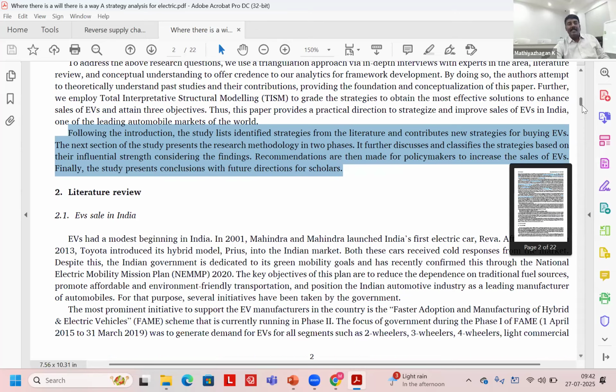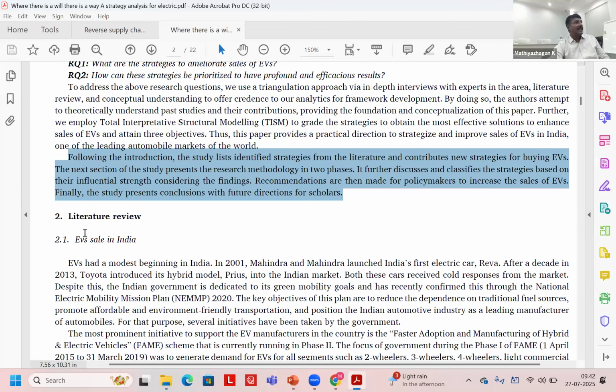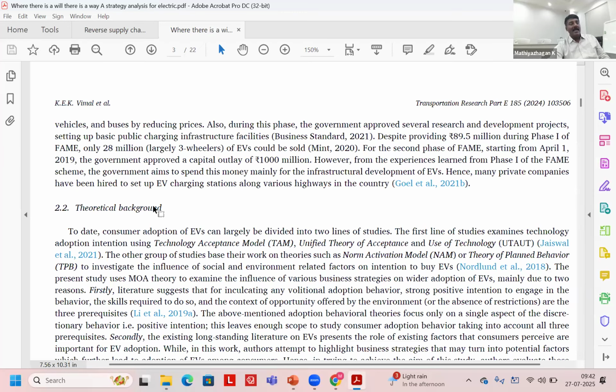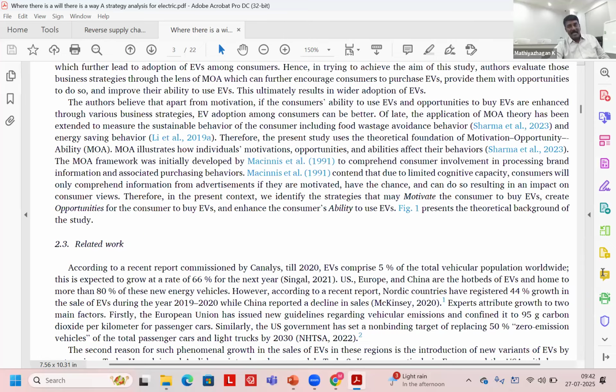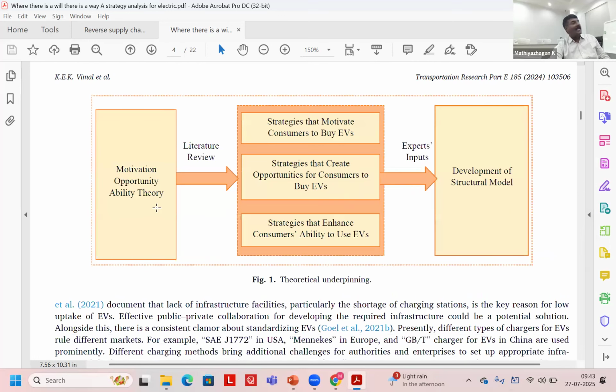See here. Then literature review. See the literature review, very clear. Electric vehicle sales in India, first one. Then theoretical background. Then related work. Exactly what we found. Then theoretical underpinning. Okay. How? What is the motivation ability theory? Then motivation opportunity ability theory, literature review, and these are the strategies, and then the experts' input. Based on the experts' input, we have developed the structural model.